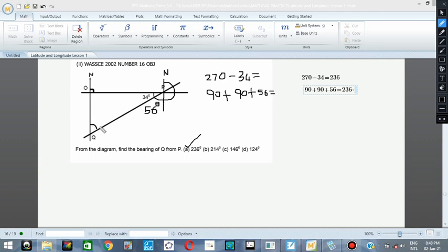From Q to P is this angle you will find. Then you move straight. Then this time around it is from P, so you find this angle and you move straight. So the answer is 236. So take note of that. Any of the approaches, you will get the same result. So let me do the third question I have for us before I try other more complex questions.